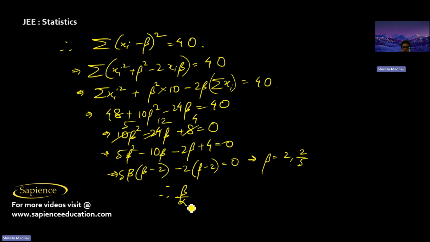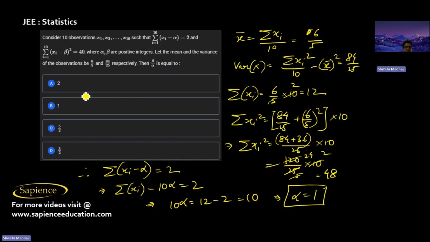Therefore, beta by alpha, alpha is 1 only. So beta by alpha also can be 2 or 2 by 5. So it means option A is 2. So option A is the correct.